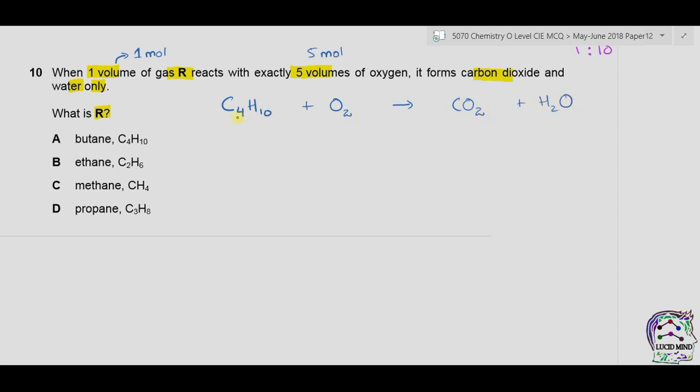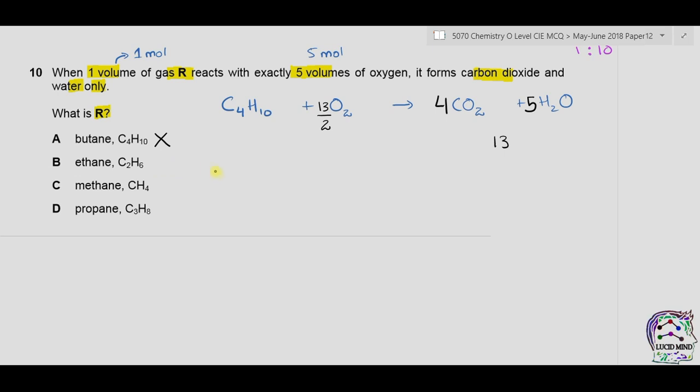Let's balance this equation. We have 4 carbon atoms, so we can write 4 with CO2. Now we have 10 hydrogen atoms, so we can write 5 with H2O to make it 10 hydrogens. Now we have 8 plus 5, 13 oxygen atoms on the product side, so we can write 13 by 2. As 13 by 2 is more than 5, so therefore 1 mole of butane requires more than 5 moles of oxygen, so A is incorrect.